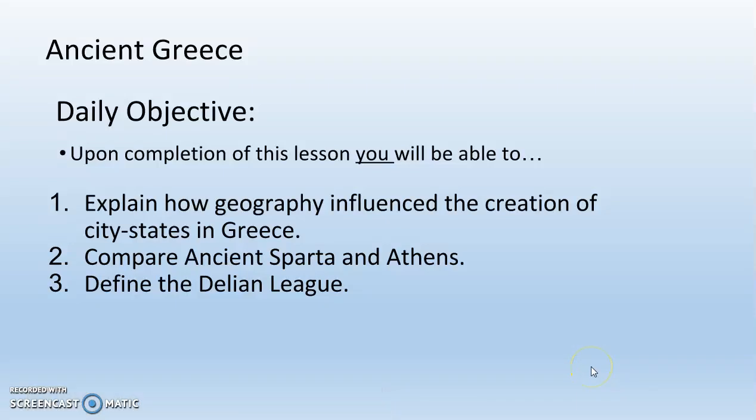Today we're going to learn about ancient Greece. We have 3 daily objectives. Number 1, we're going to explain how geography influenced the creation of city-states in Greece. Number 2, we're going to compare ancient Sparta and Athens. And number 3, we're going to define the Delian League.